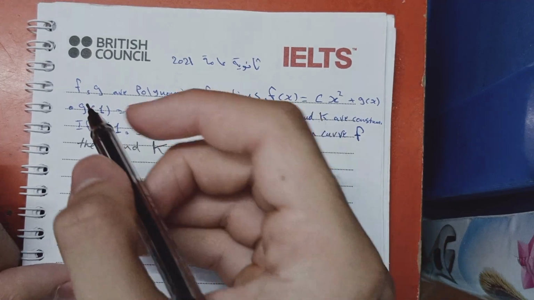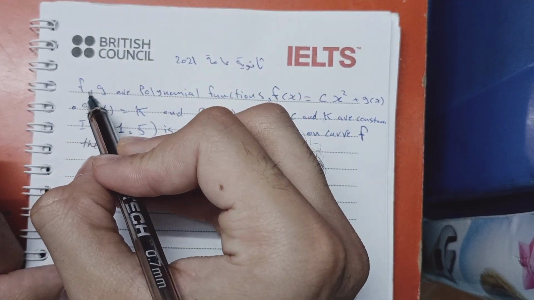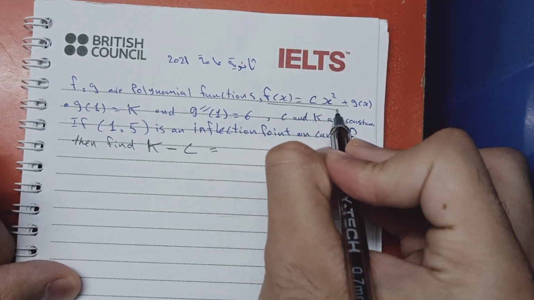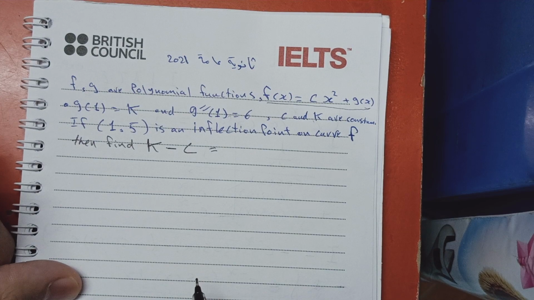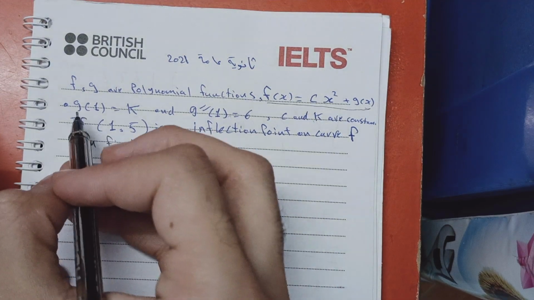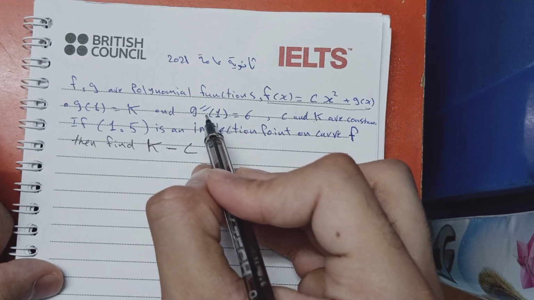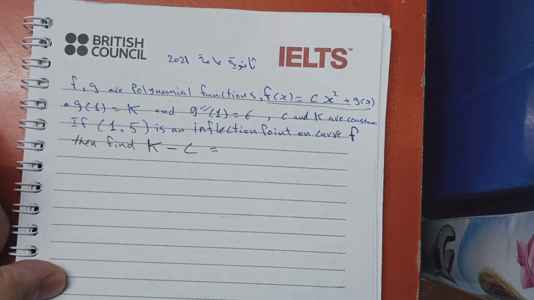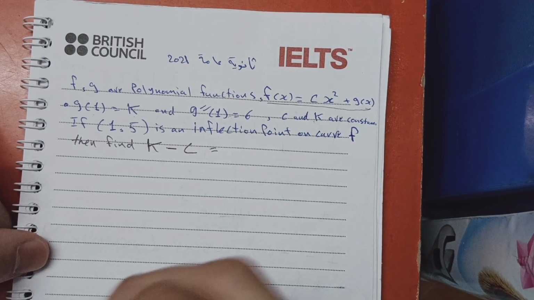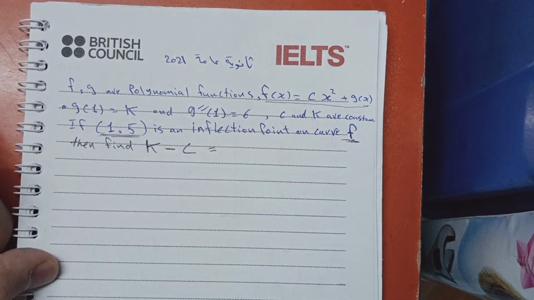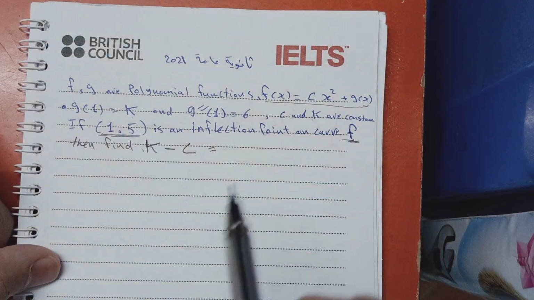They say that we have two functions f and g, both polynomial, and f of x is equal to cx squared over 2 plus g of x, and g of 1 is equal to k, and the second derivative of g at 1 is equal to 6. C and k are constants, and he says that the curve f has an inflection point at the point (1, 5). He needs to know what is k minus c.